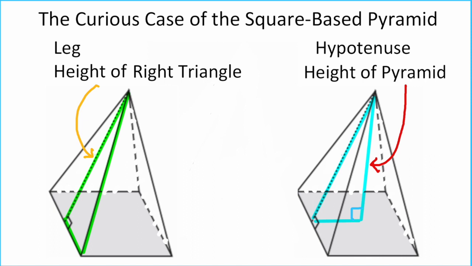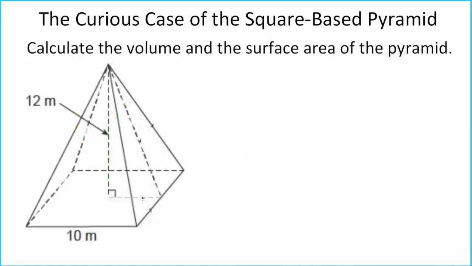For the one on the left, that is the height of the right triangle, whereas on the right side, one of the legs of the right triangle is the height of the pyramid. So we have two types of heights that we need to do volume and surface area. We will use the height of the pyramid for the volume, but we'll be using the height of the right triangle for the surface area. So let's try a problem. We're going to start by solving for some missing parts that we need.